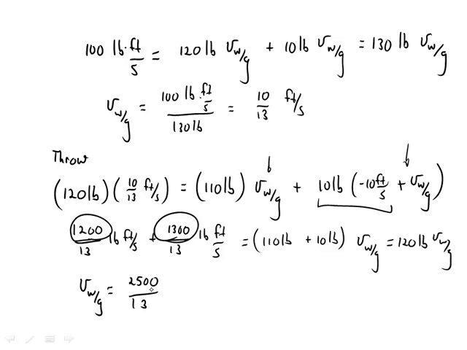And then I'm going to divide by the 120. So let me just bring 120. The pounds will cancel, and I'll be left with feet per second. So this is 250 over, those zeros have canceled, hence 250. And 12 over 13 is 156.